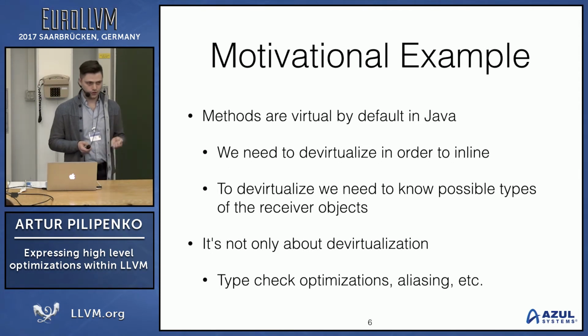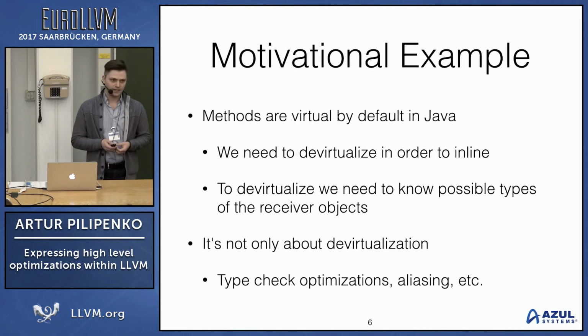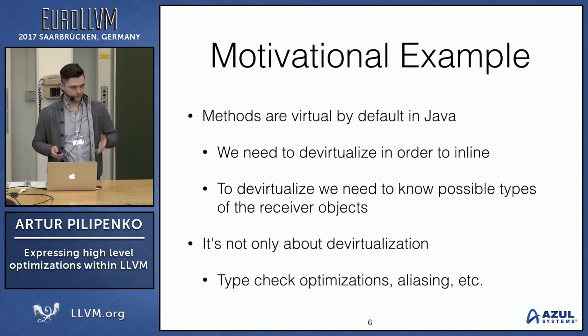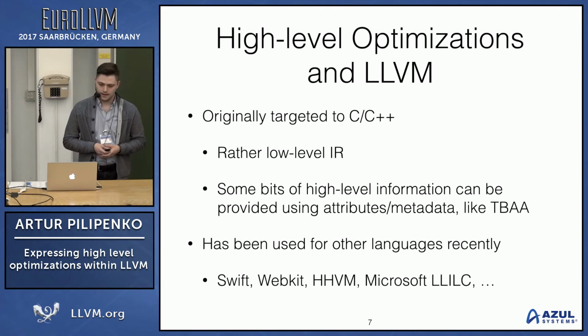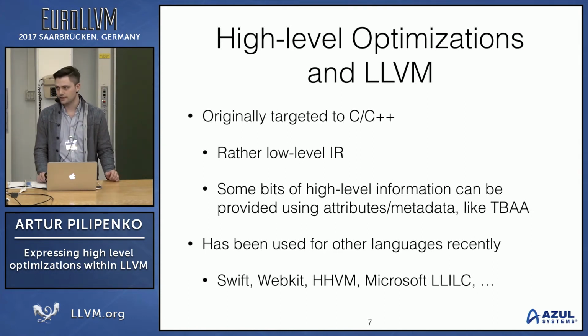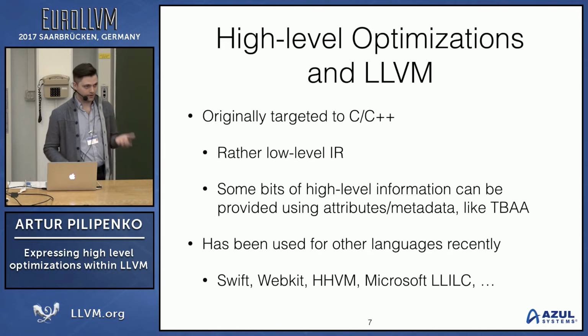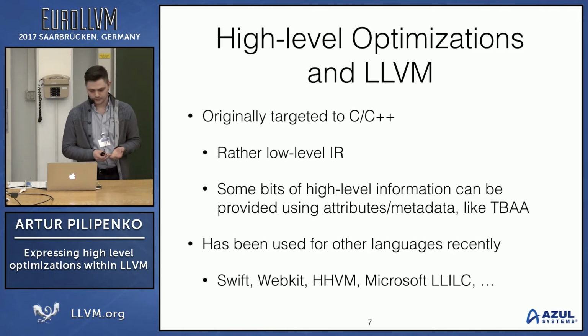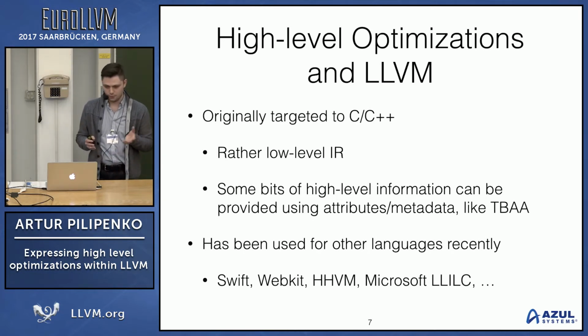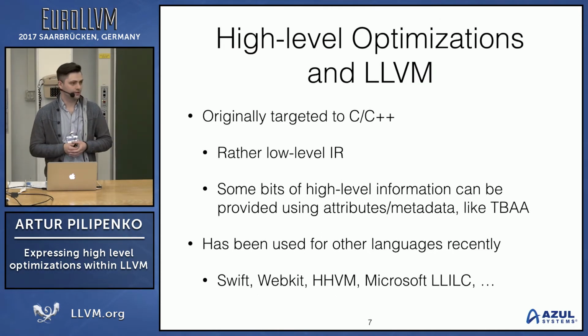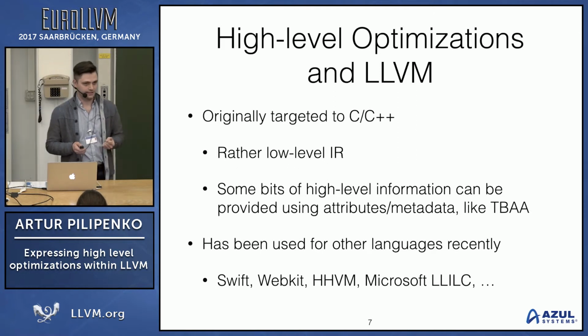But in order to devirtualize, we need to have some information in the representation we have. We need to know possible types of the receiver objects. And once we have this information, we can do much more. We can optimize type checks, we can improve aliasing, and I'm going to be talking about it later. LLVM, in turn, being originally targeted for C and C++, has a rather low-level representation. And it supports a way to provide some bits of high-level information using attributes and metadata. For example, TBAA, Type Based Alias Analysis, uses this.